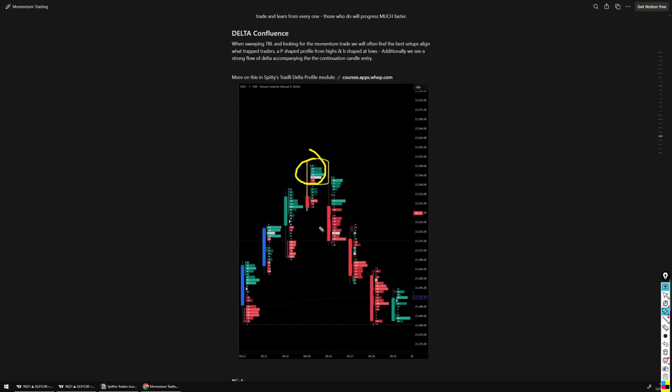So we do have access to order flow. This is a super helpful tool and really nice confluence. And if you need more on this, Spitty's got a really nice TradeFi Delta profile module there in the refresher course.